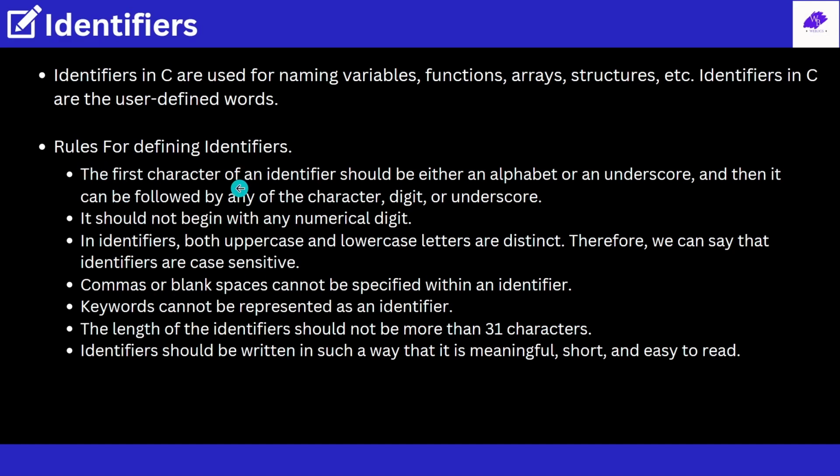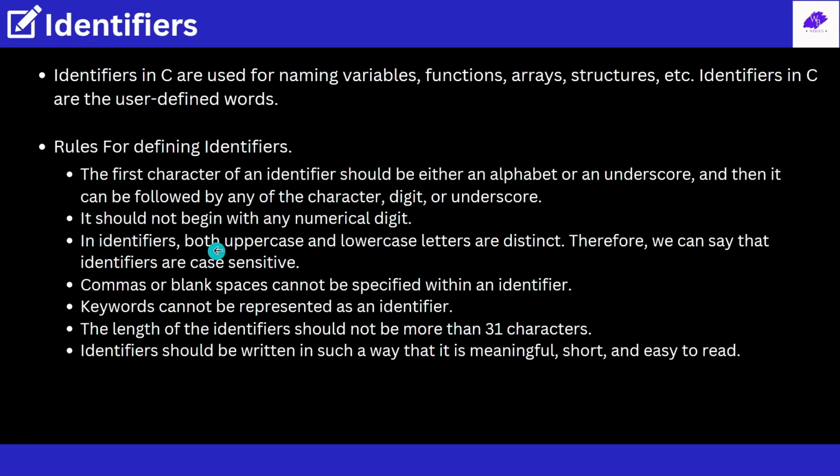Here are the rules for defining identifiers. For example, if you have to define a variable with a name, how will you give the name for that variable? This is the rule for that. The first character of an identifier should be either an alphabet or an underscore, and then it can be followed by any character, digit, or underscore. It should begin with an alphabet or underscore. It can't begin with a digit. It should not begin with any numerical digit, as I have said before.